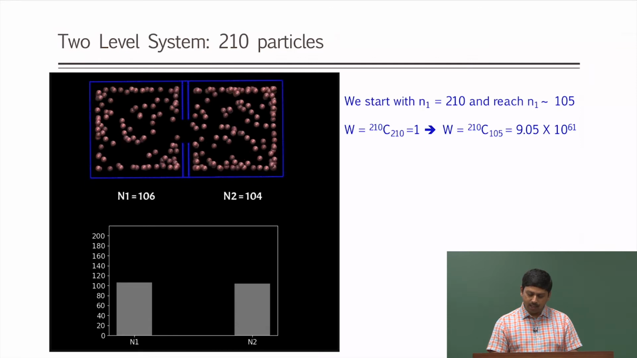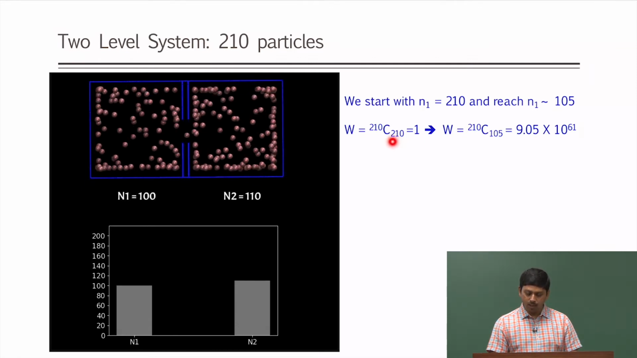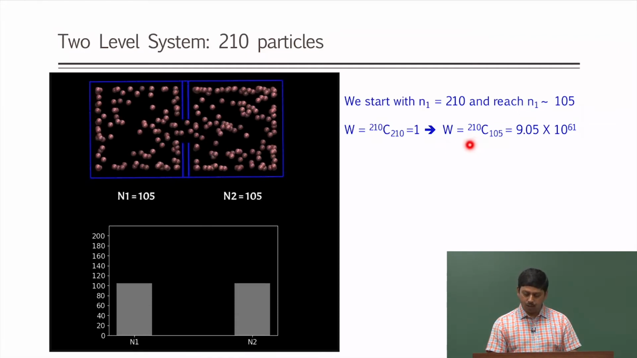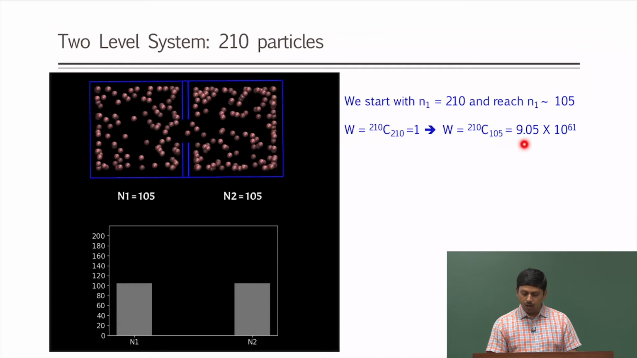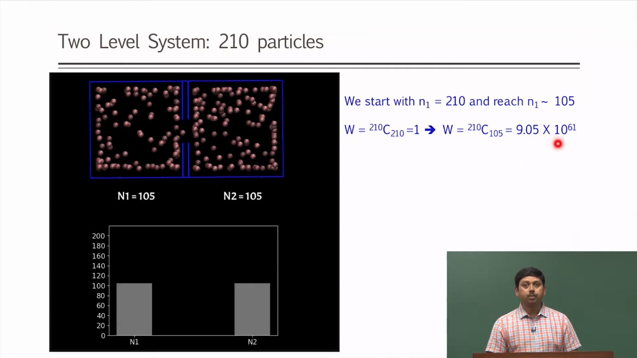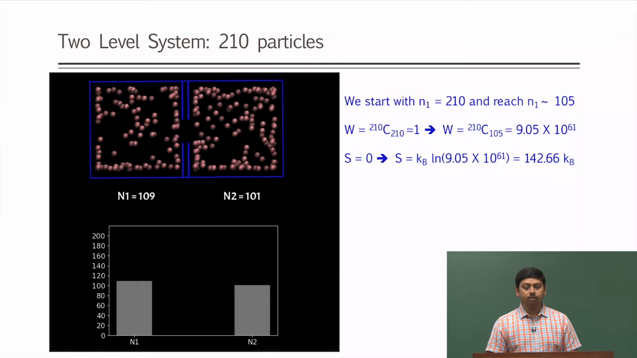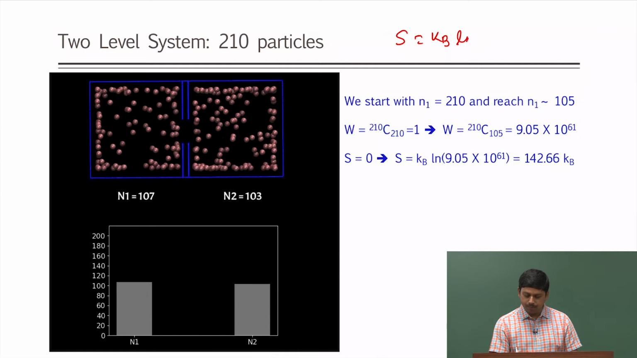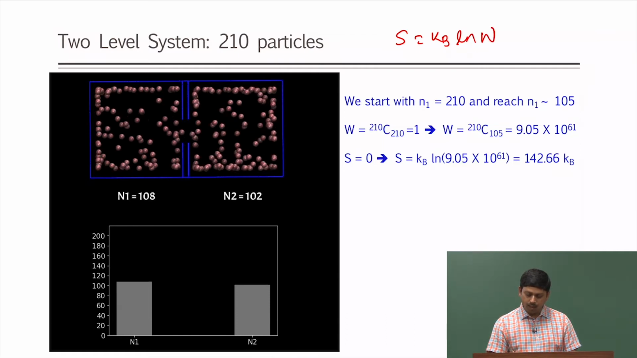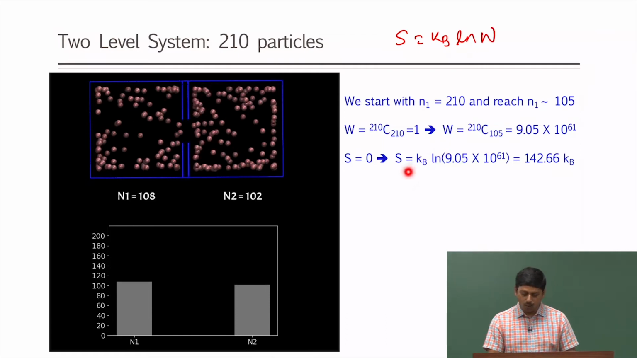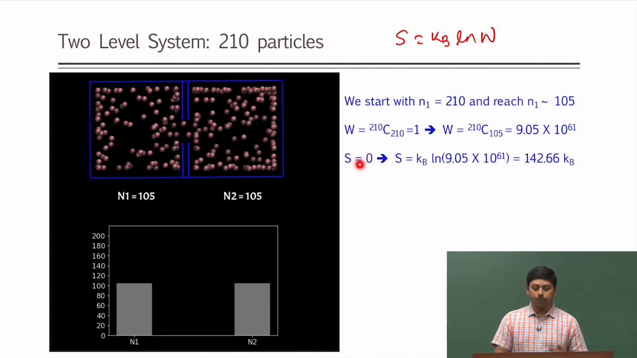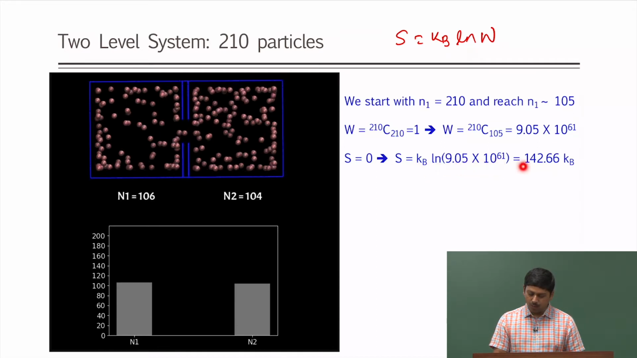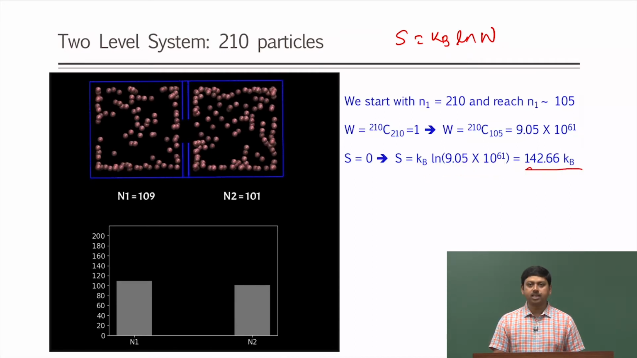The reason is that when they are all on one side, it is 210 C 210, equal to 1, but when they are distributed equally, it is 210 C 105, which gives rise to 9.05 into 10 to the power 61. When I convert into entropy, as you know, entropy is Kb ln W. If W is 1, then ln 1 is 0. So it starts with entropy 0 and then goes to Kb ln of 9.05 into 10 to the power 61, which gives 142.66 Kb.